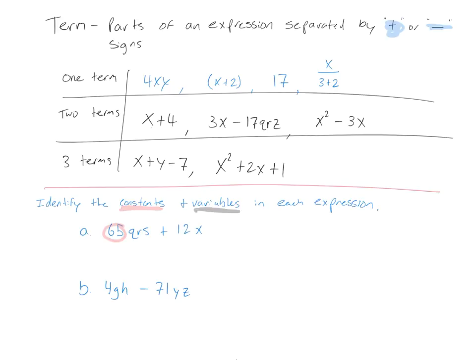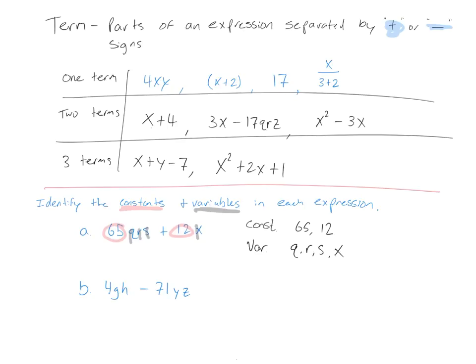And also 12 doesn't change. So if we wanted to write out those constants, the constants would be 65 and 12. The variables then are going to be Q, R, S, and X. Those are the variables here, Q, R, S, and X. Those are represented by letters or some kind of symbol.